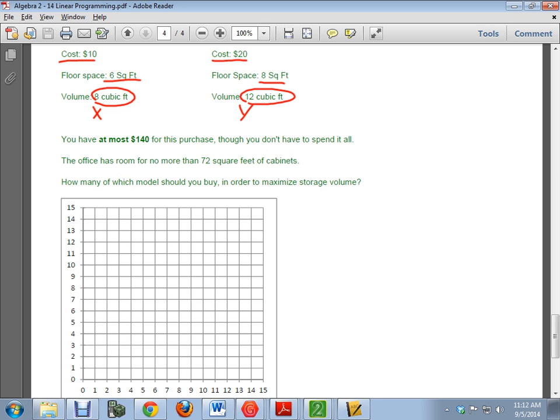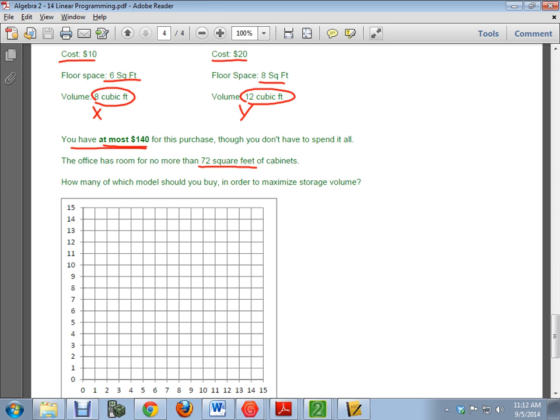Now our manager says that we can only spend $140 in order to purchase these cabinets, and we know that there are only 72 square feet in the office itself for us to put these cabinets. So in order to do this, we need to take all this information and we need to write some equations to represent the limiting factors that are going to affect our purchase decision. So the first thing we should probably do is talk about the cost.